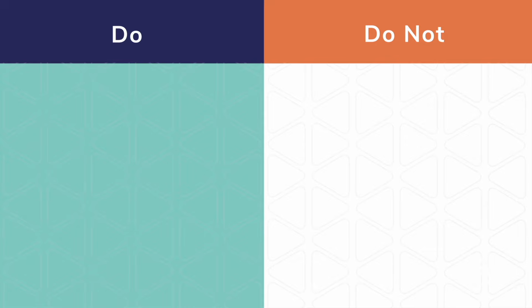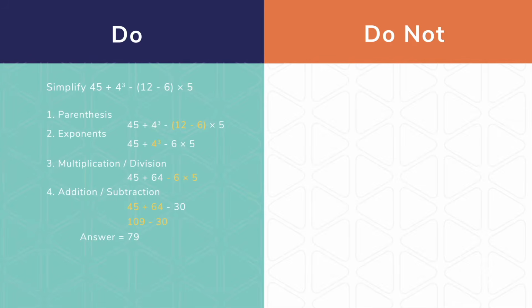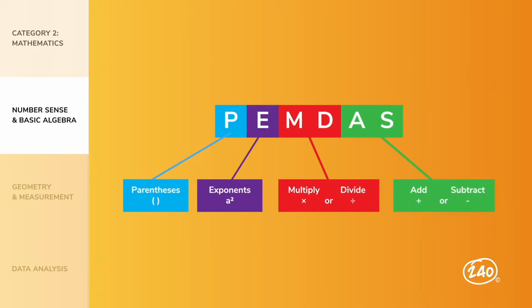So for example, you might be given a problem and need to use the order of operations to solve for the correct answer. Trying to solve the problem without using the order of operations would leave you with the wrong answer. So it's all about knowing which step to do first. To make sure you solve problems in the right order, remember PEMDAS.